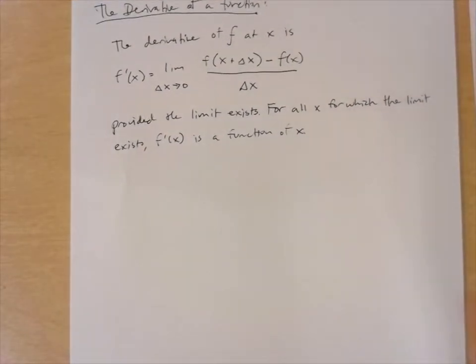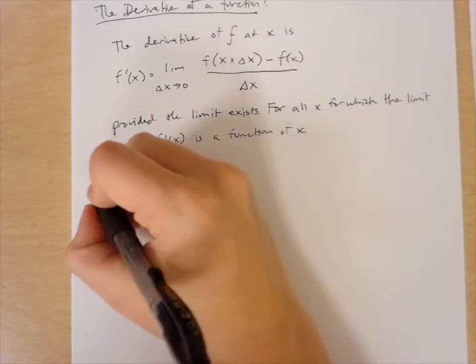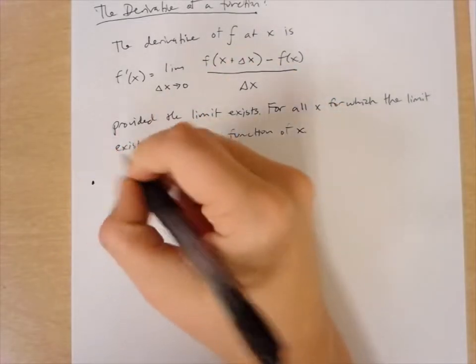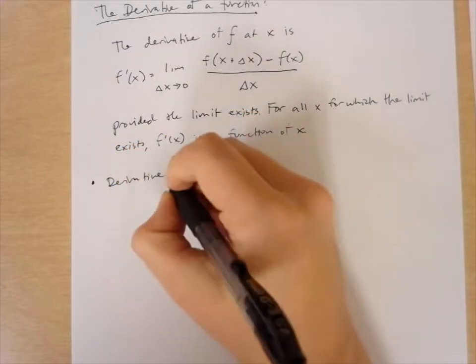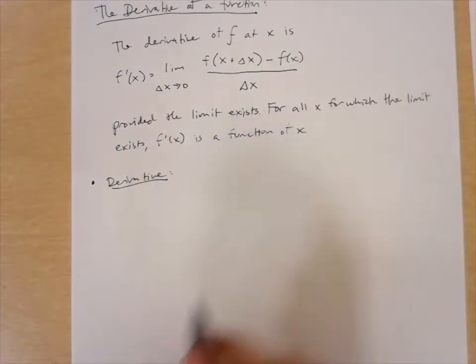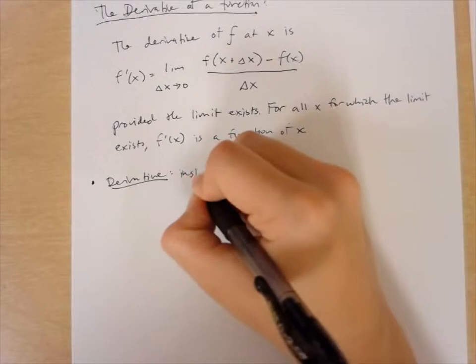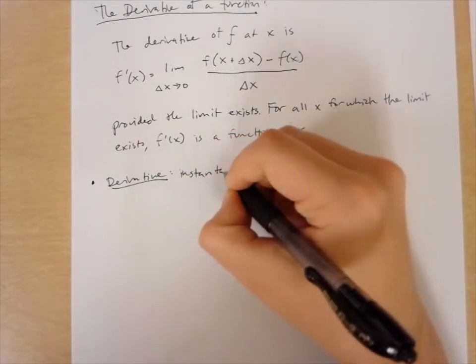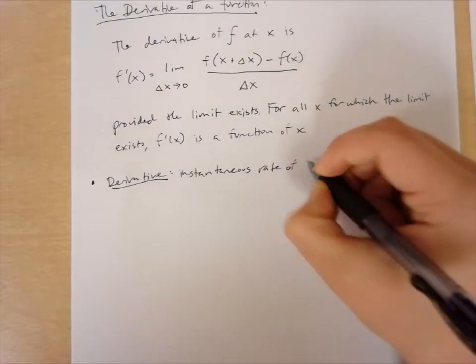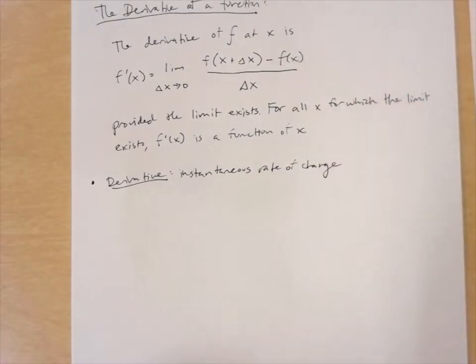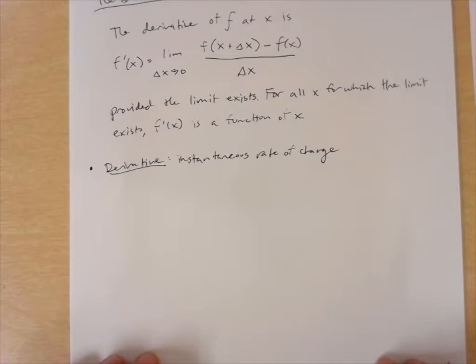Okay. There are some key points I'd like you to understand. First of all, that the derivative, in layman's terms, is instantaneous rate of change. Instantaneous rate of change. That's essentially what we're finding, right? We're finding the slope at that single point, so we're finding instantaneous rate of change.